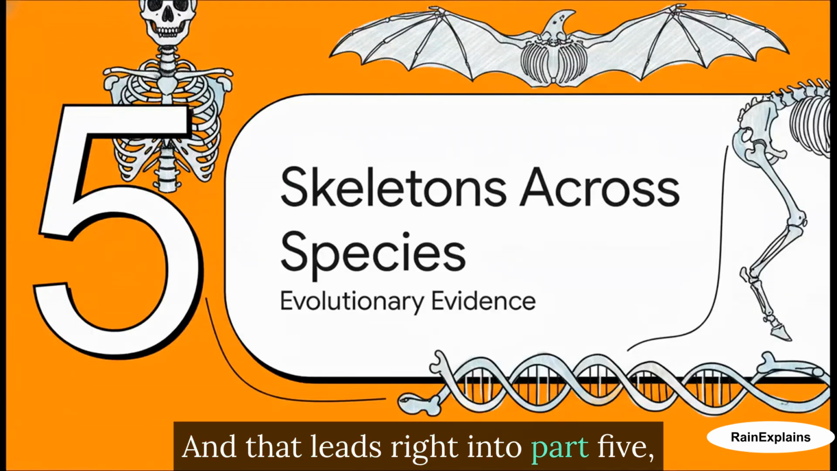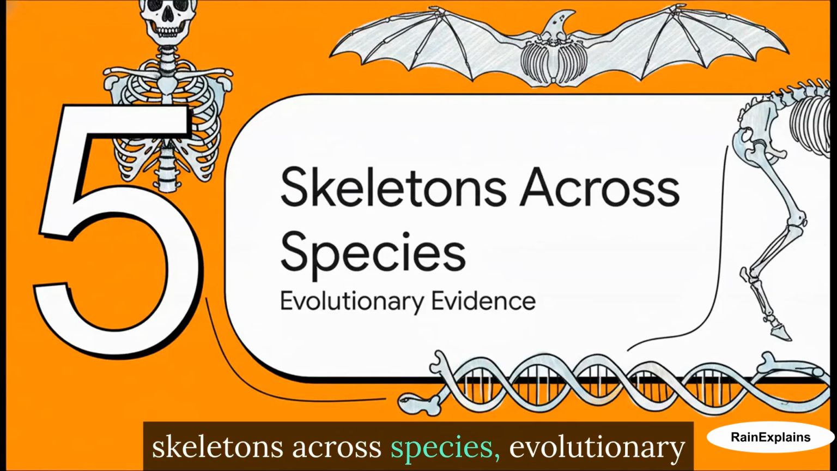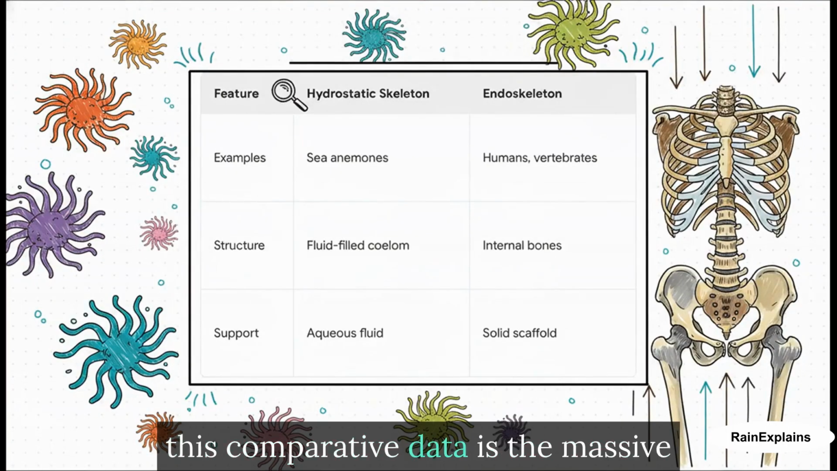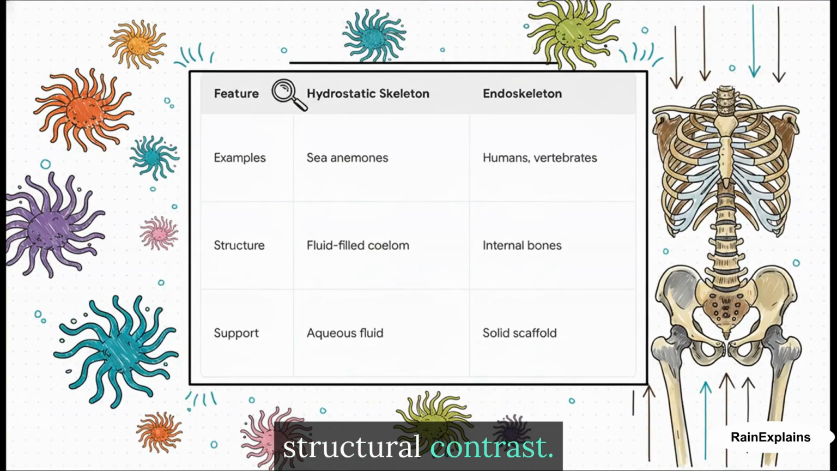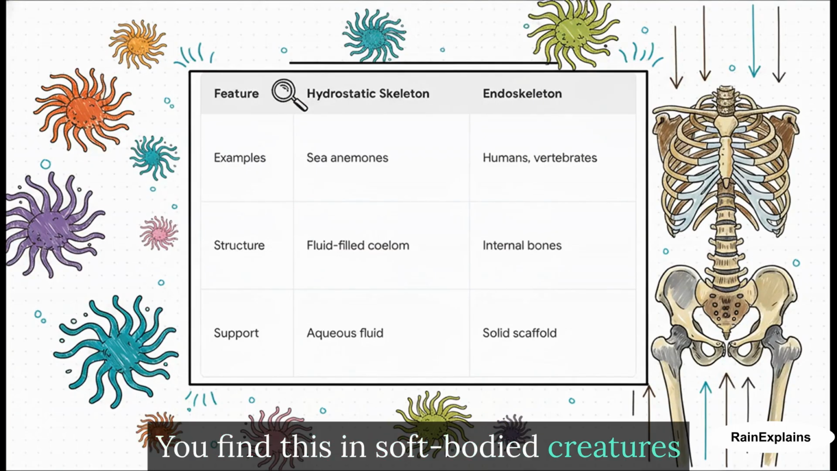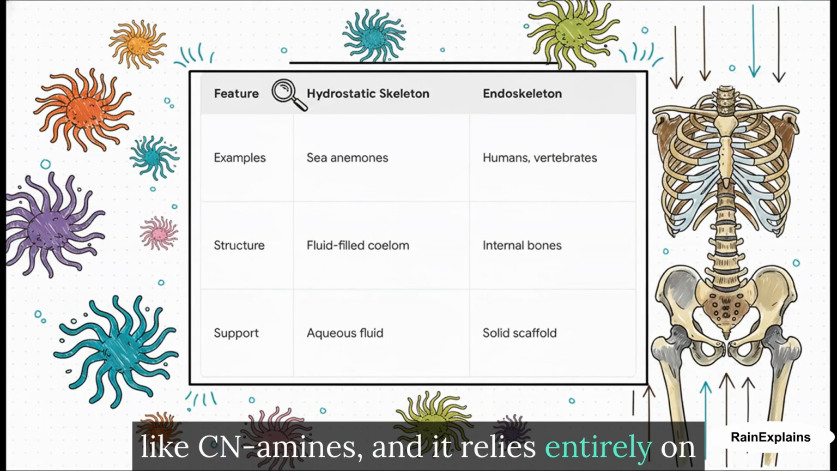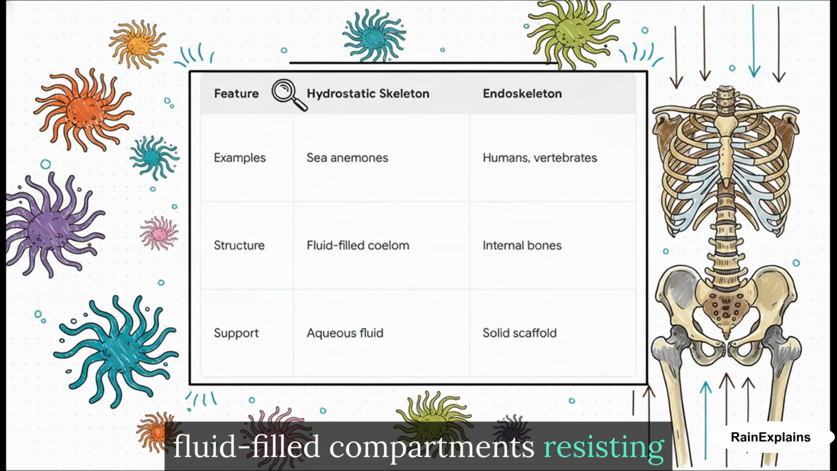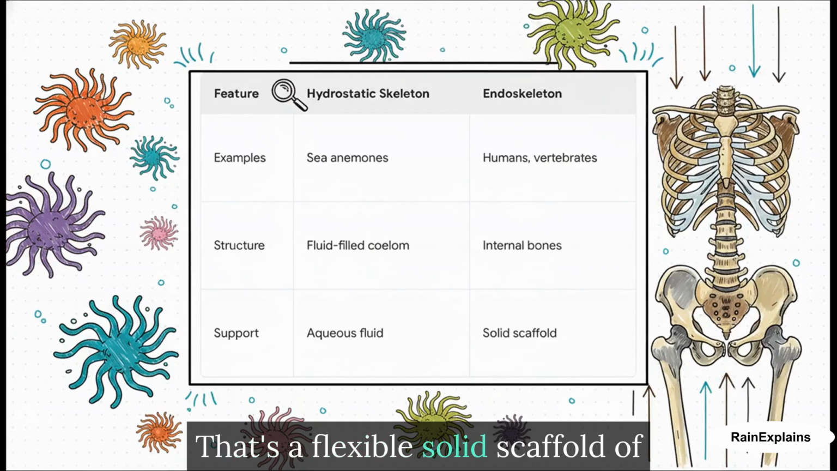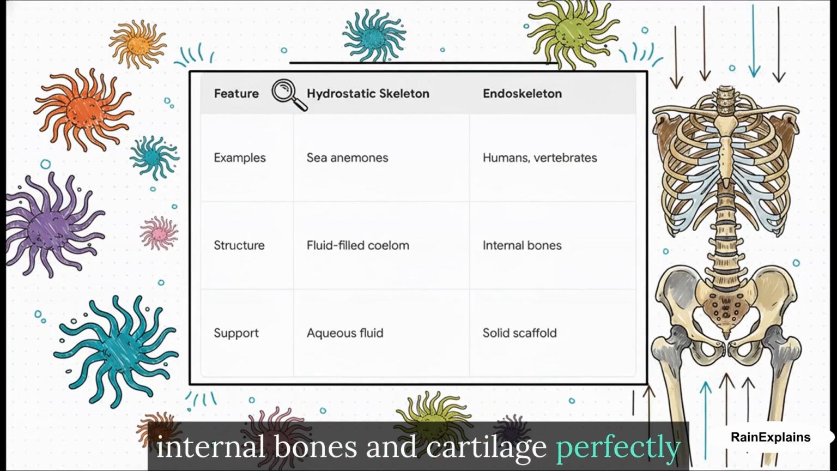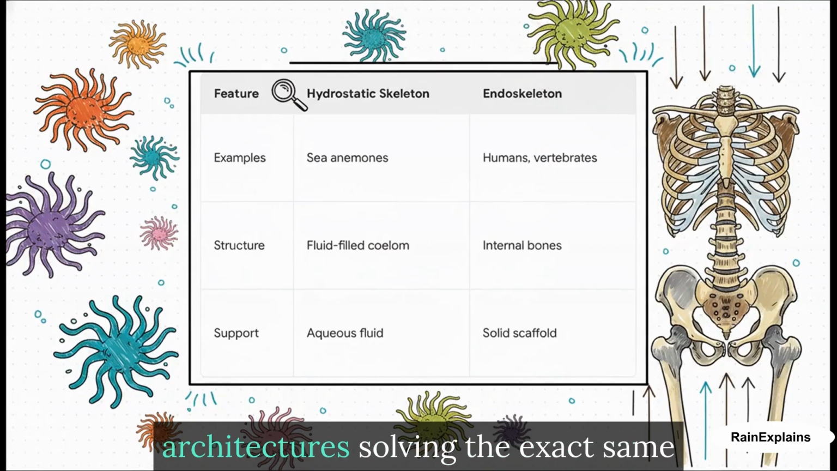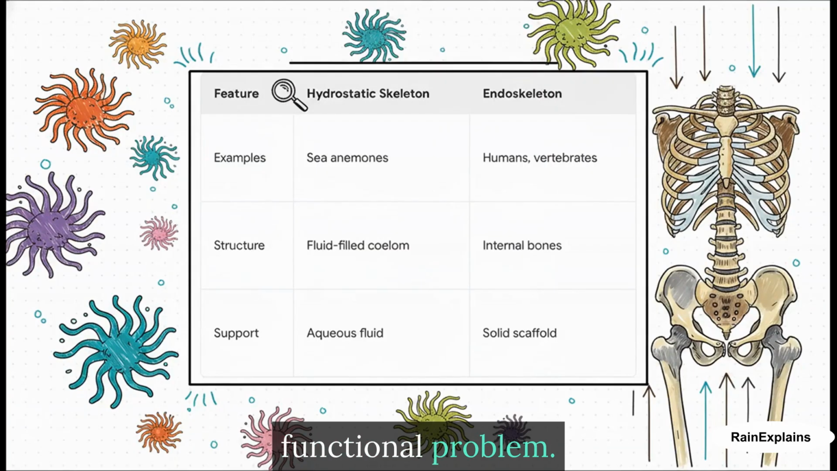And that leads right into part 5, skeletons across species, evolutionary evidence. Now, what's really interesting about this comparative data is the massive structural contrast. On one side, we have the hydrostatic skeleton. You find this in soft-bodied creatures like sea anemones, and it relies entirely on fluid-filled compartments resisting compression. Contrast that with the human endoskeleton. That's a flexible, solid scaffold of internal bones and cartilage perfectly adapted to support massive weight against gravity. Two completely different structural architectures solving the exact same functional problem.